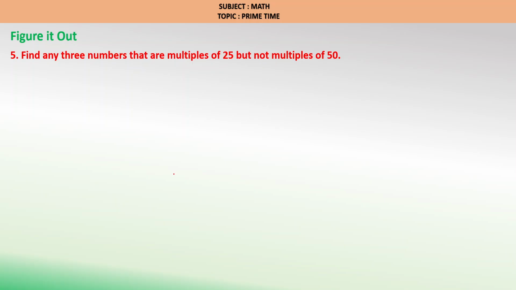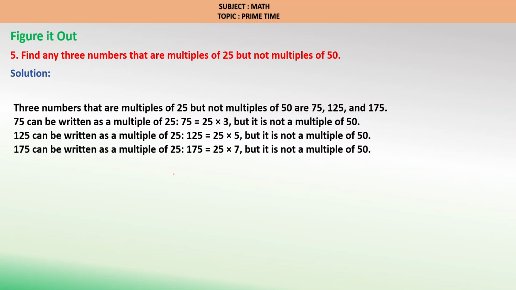Let us see question number 5. Find any three numbers that are multiples of 25 but not multiples of 50. Three such numbers are 75, 125 and 175. 75 can be written as 25 into 3, but not a multiple of 50. Similarly, 125 is 25 into 5, and 175 is 25 into 7, neither a multiple of 50.